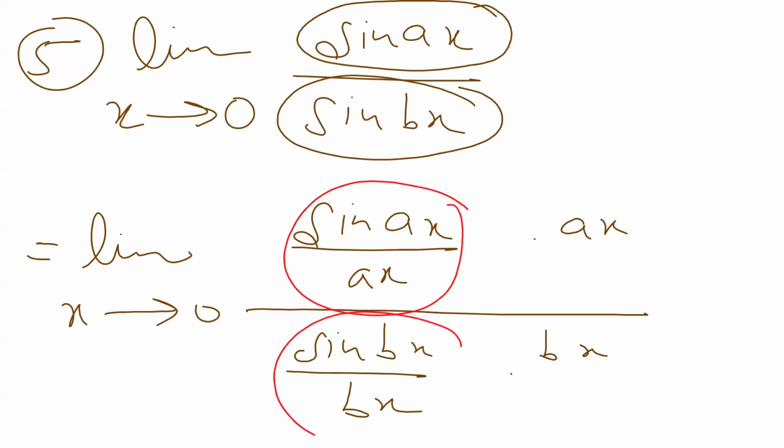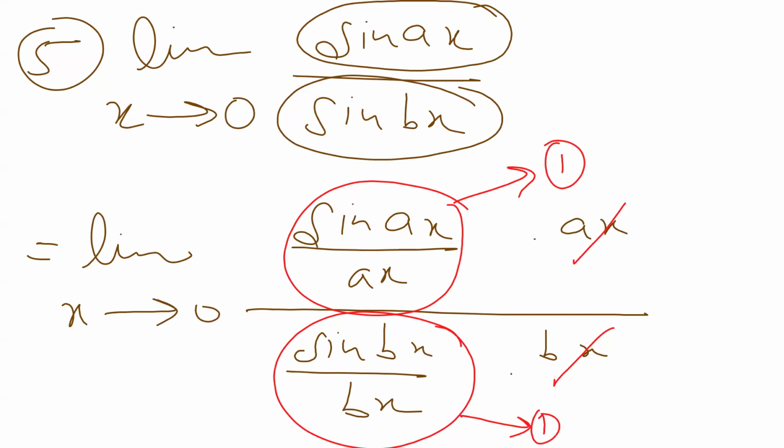Now this and this also, this x will get eliminated. It will get cancelled. Now what is the value of the red colored circles? So 1. This will be 1. So 1 into a, and down it is 1 into b. A and b are constants.